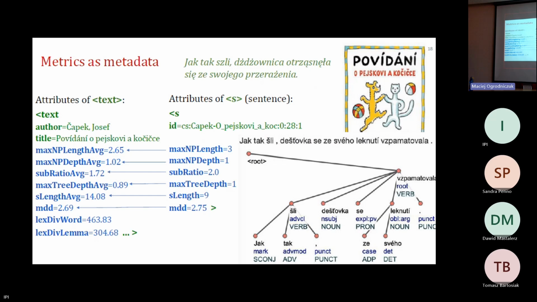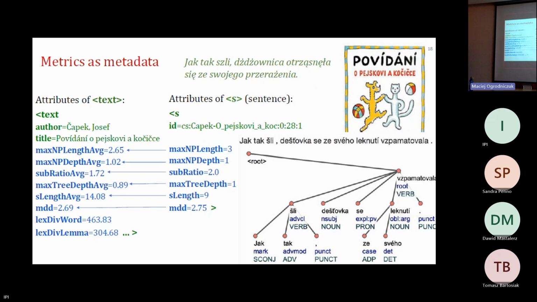So this is a simple sentence in Czech, but you have the translation here, and in the corpus itself, in the data, you have this XML element, you have the attributes, so you have the ID of the sentence, and then you have those measures, those metrics, and the values here. For text, we do the average, but of course it's an average based on sentences.